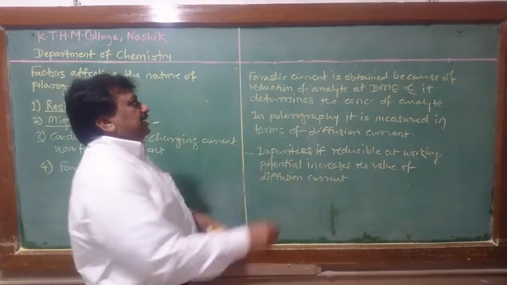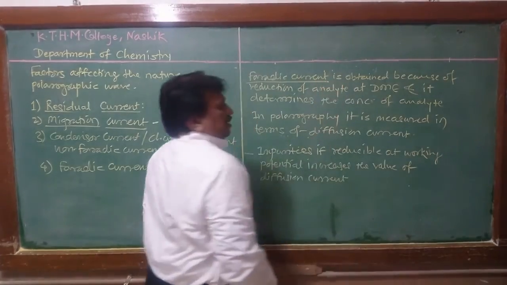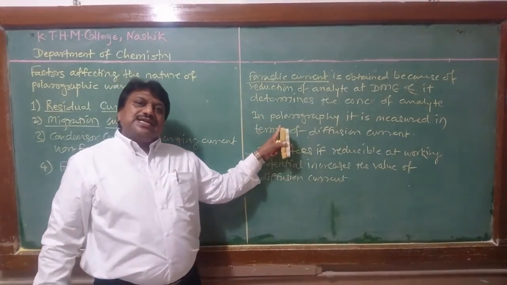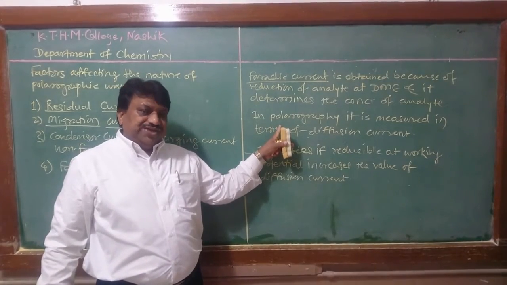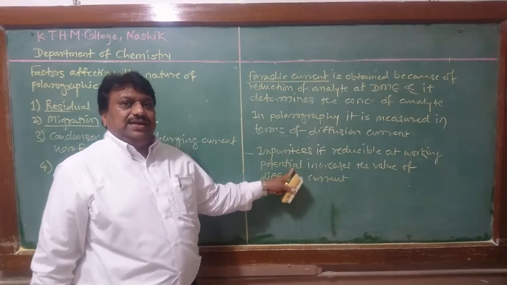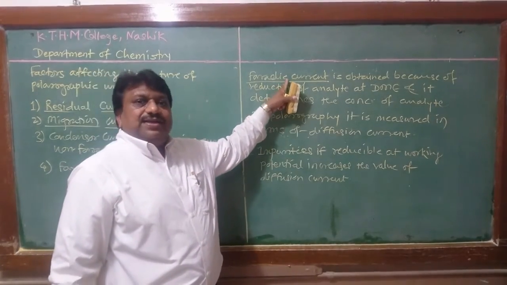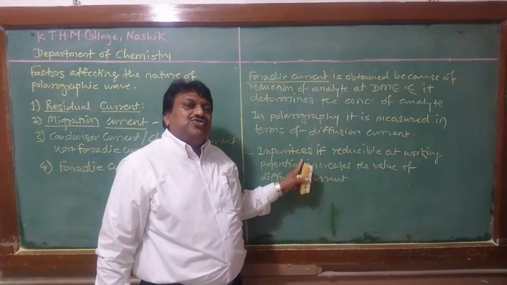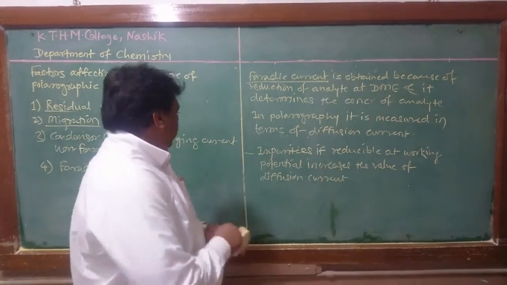Therefore, here Faradic current is associated with the reduction of the analyte, and if impurities are also reducible at working potential, then it gives a current that is also Faradic current, and that is added into the Faradic current of analyte, and the concentration of analyte is found to be more than actually present in the solution.